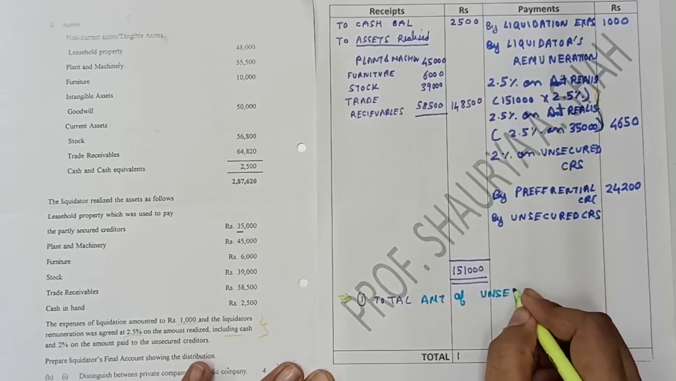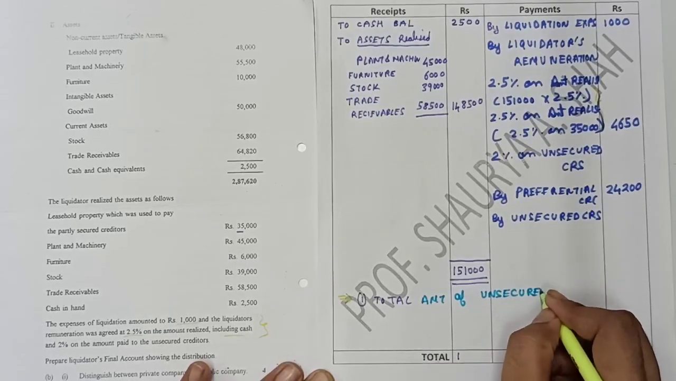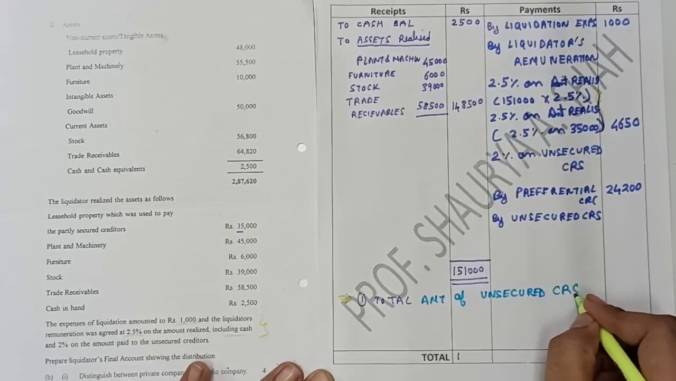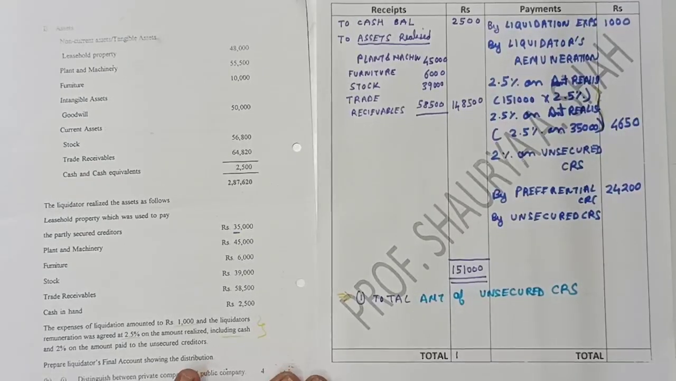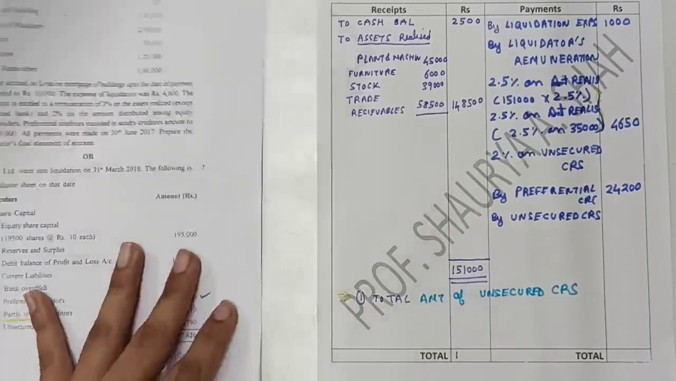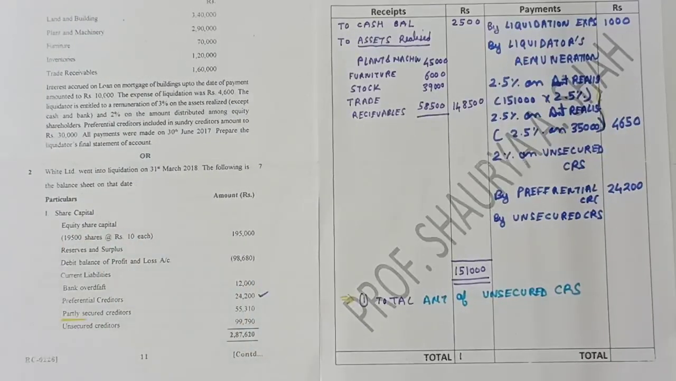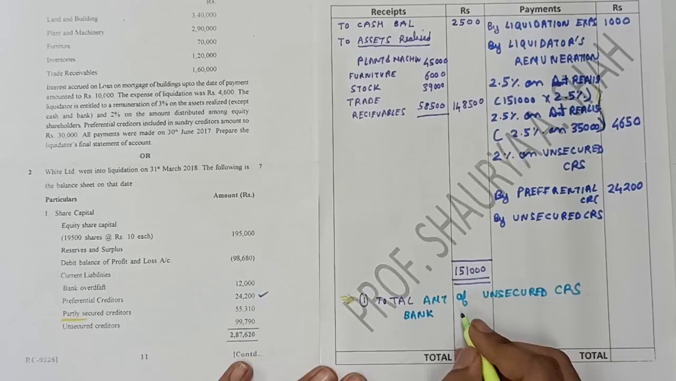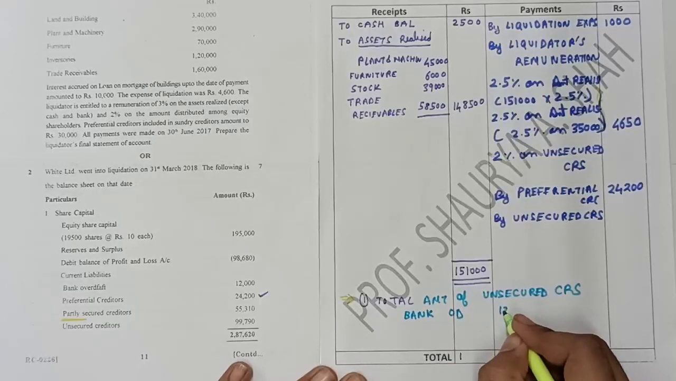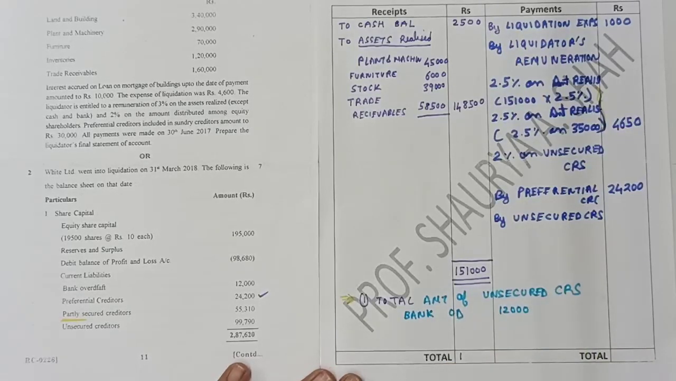of unsecured creditors, total amount of unsecured creditors. How much will be the total amount of unsecured creditors? As you can see on your liability side, what type of creditors are given, right? The very first thing is bank overdraft. So on the liability side, you will first of all write down bank overdraft 12,000 rupees.